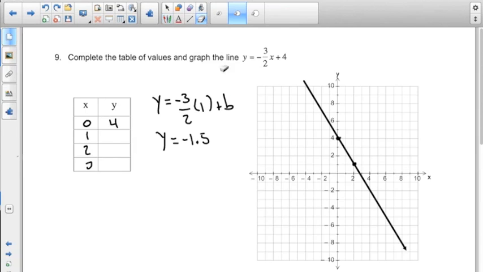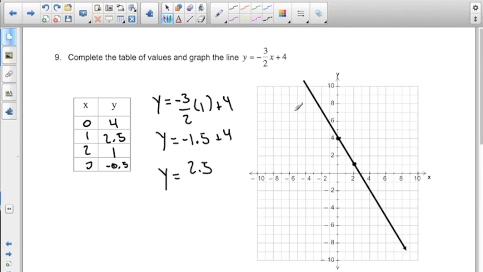We already figured out that it's 4. So negative 1.5 plus 4 is going to give us 2.5. So when x is 1, we know that this is going to be 2.5. And then we know if we keep going, subtract 1.5 again, we're going to have 1, because when x is 2, y is 1. And when we have 3, so if we do 1 minus 1.5, we're going to have negative 0.5. So there we go, we just graphed the line.